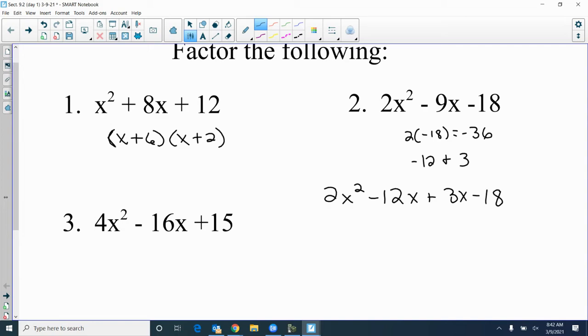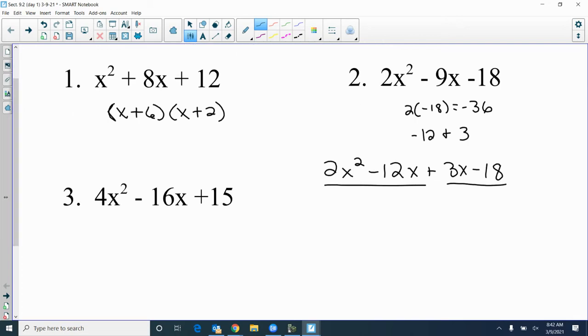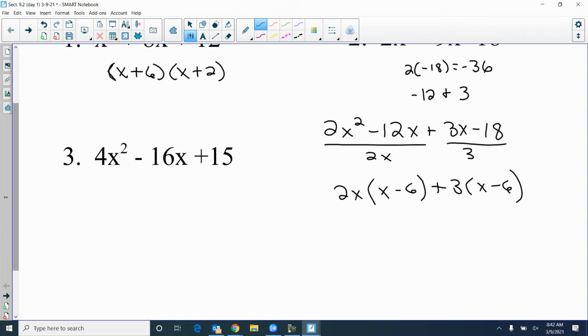And then you group, and what's your GCF for the first one, Jaylee? 2x. And so what do I get when I divide by 2x? Yeah, I'm just going to put x. You can put 1x. And then you get a GCF of 3, and you get x minus 6. So the x minus 6 comes out, and you should get 2x plus 3 in the other one. All right, so that's your answer. And the order can be flipped. The order can be flipped. All right, Joe, did you follow that?